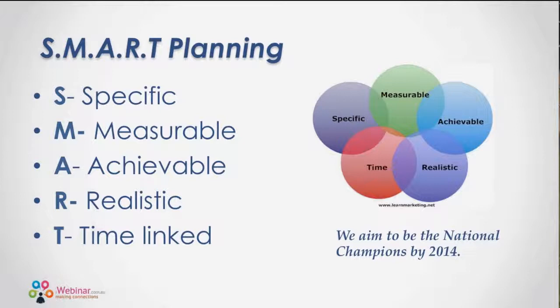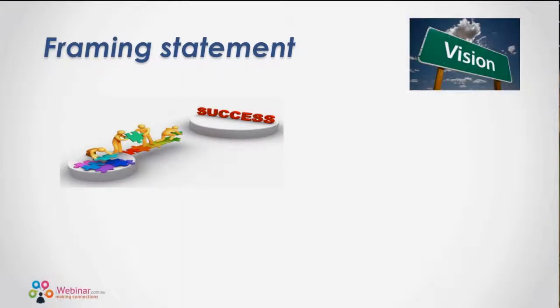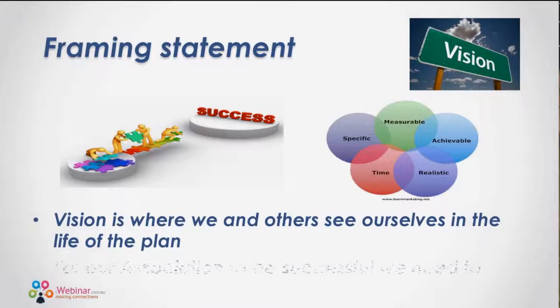Examples: we aim to be the national champions by 2014 and we're currently ranked 7th. Well, that's probably not going to happen. We'd probably need to do a fair bit of work around that to maybe get to rank 3rd. The framing statement for success is really talking about setting the vision for the organisation.